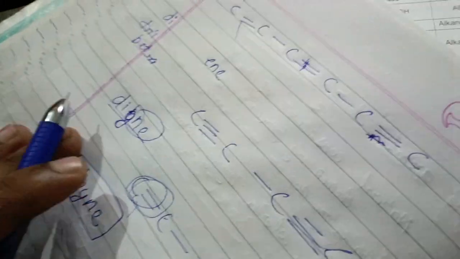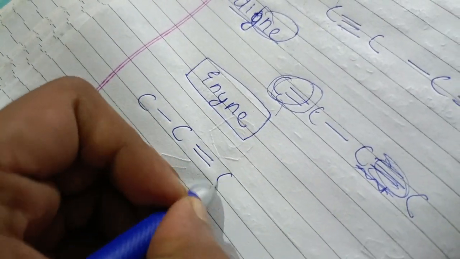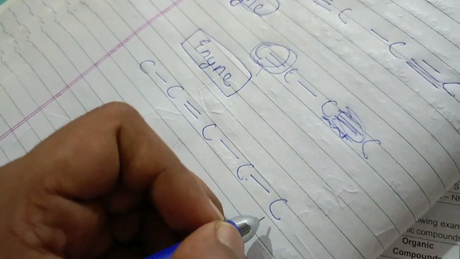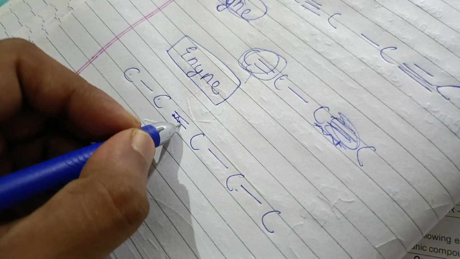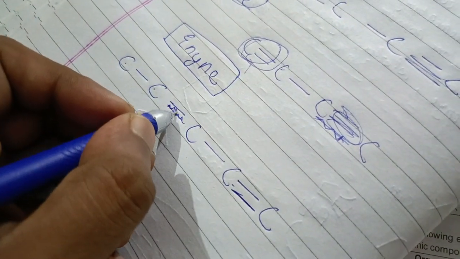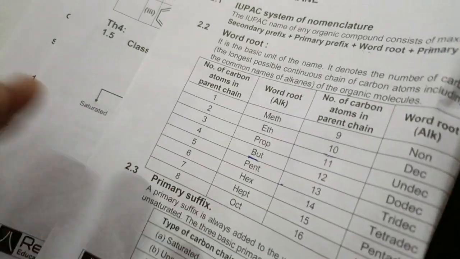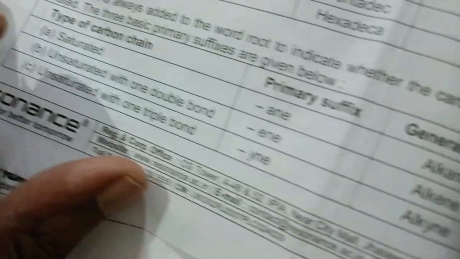There is a rule, you will understand it, but for now, if we name this compound, 1 2 3 4 5. What's the word root for 5? The word root for 5 is pent, and since there is an alkene with one double bond, the suffix would be ene: pentene.